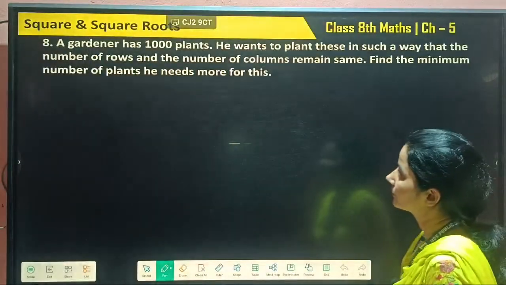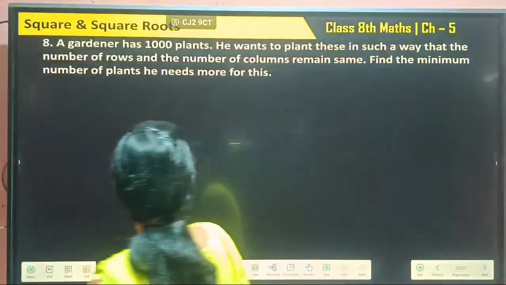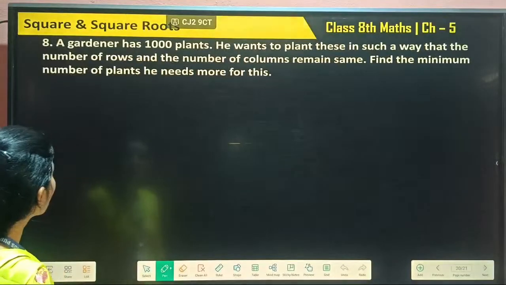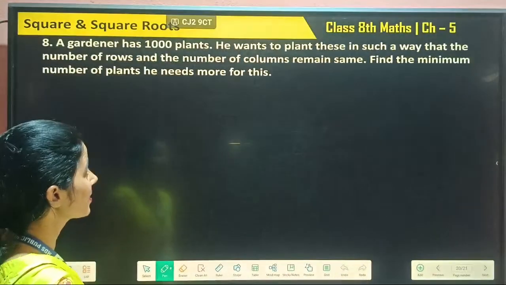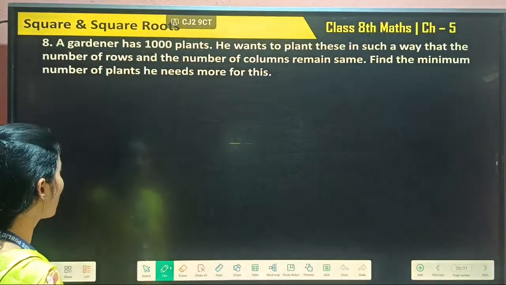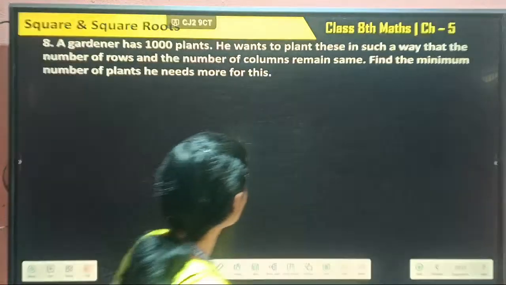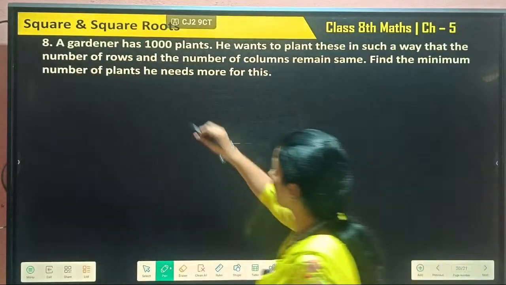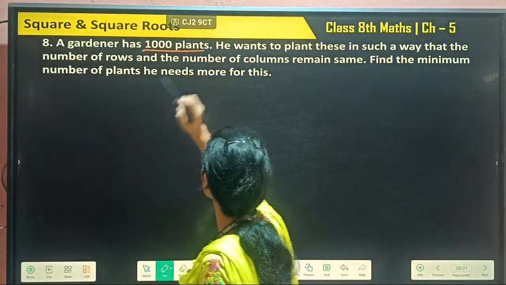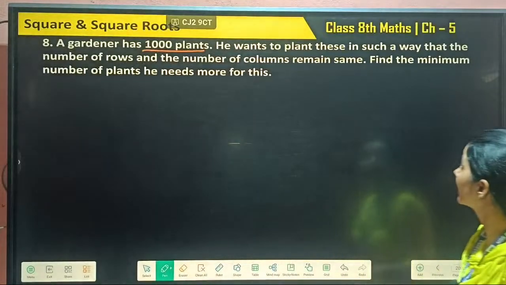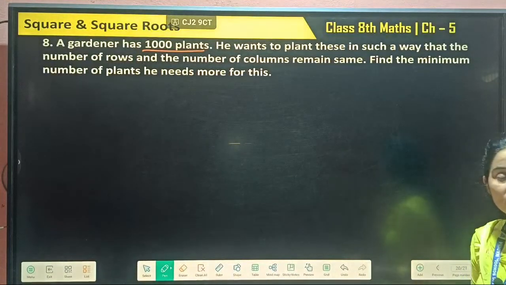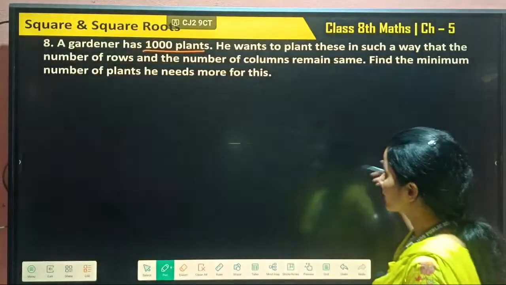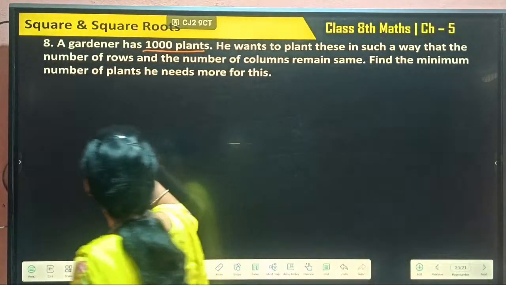What is the next question? A gardener has 1,000 plants. He wants to plant these in such a way that the number of rows and the number of columns remain the same. Find the minimum number of plants he needs more for this. Let us see. Total plants are 1,000. He wants to plant these plants in such a way that the number of columns must be equal to the number of rows. Let us consider the number of rows.